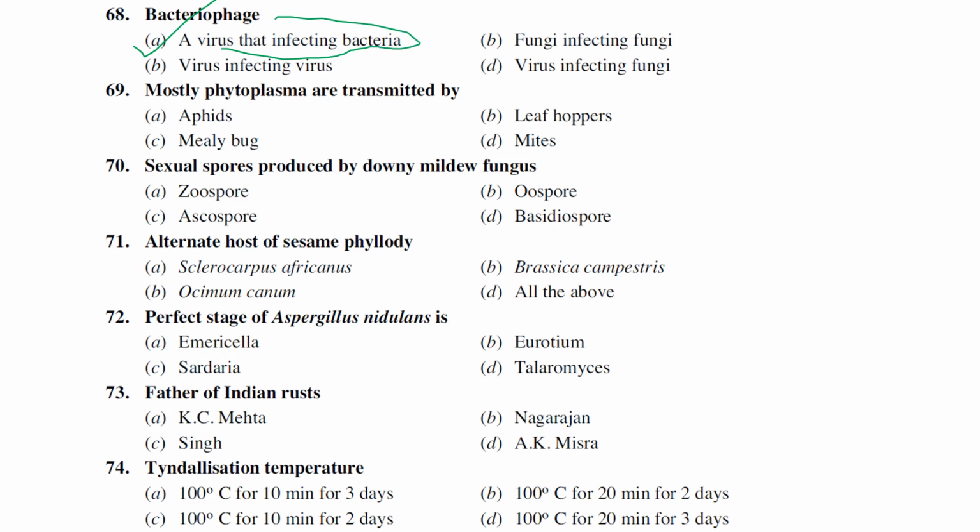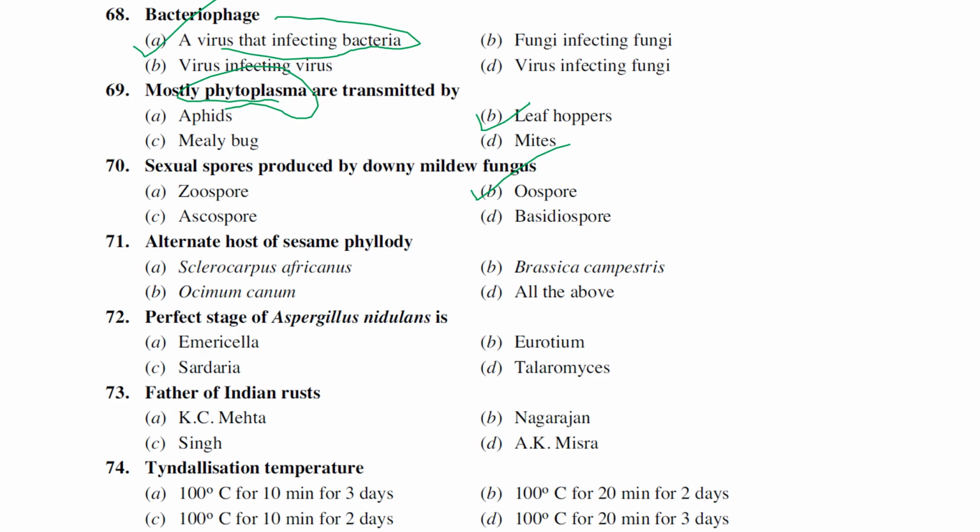Most phytoplasmas are transmitted by aphids, leafhoppers, mealybugs, and mites. Most phytoplasmal and spiroplasmal diseases are transmitted by leafhoppers only. The majority of the phytoplasmal and spiroplasmal diseases are transmitted by leafhoppers. Sexual spores produced by the downy mildew fungi: all downy mildew fungi produce sexual spores as oospores.